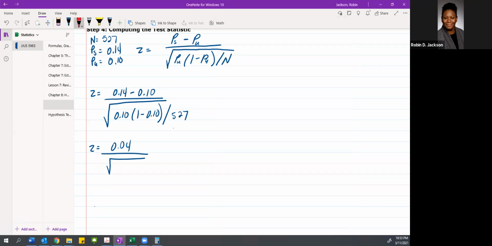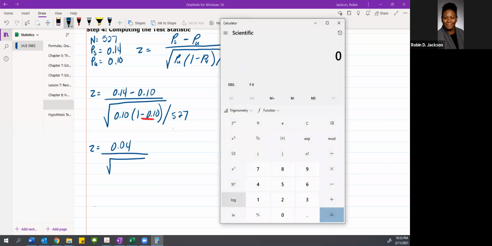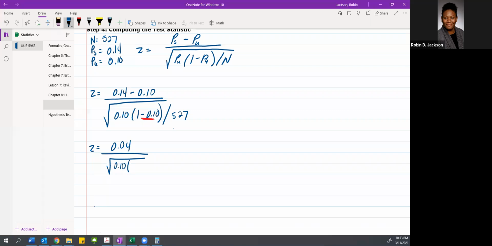Okay, so let me do this in red. I'm going to go ahead and do this calculation in this step. All right, so this is going to be this number in parentheses, 1 minus, and remember it's the population proportion that was given to us in the problem. So 0.10, that gives us 0.9. So when we come back over here, we get 0.10. That's going to be multiplied by 0.90. All of that gets divided by 527. Okay, I got to scroll down.